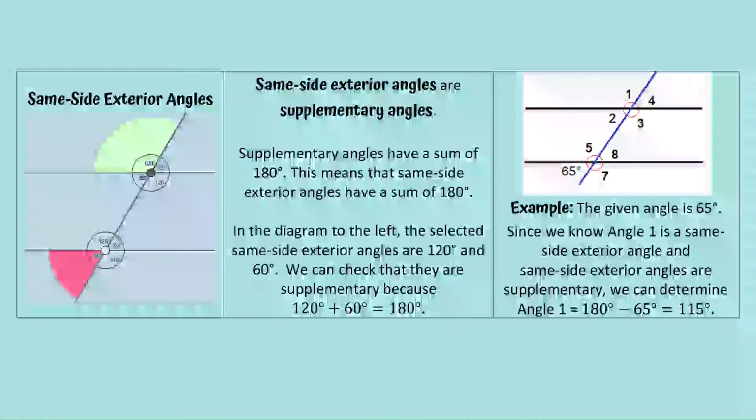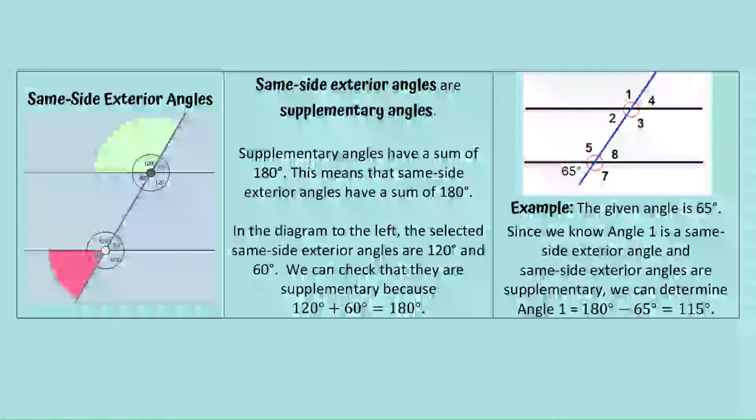Finally, we learned about same side exterior angles. Same side refers to the same side of the transversal. Exterior refers to the exterior or outside of the parallel lines. If you look at the diagram on the left, you will notice that same side exterior angles are not congruent. They are supplementary, just like same side interior angles. Again, this means that when you add them, they equal 180 degrees.